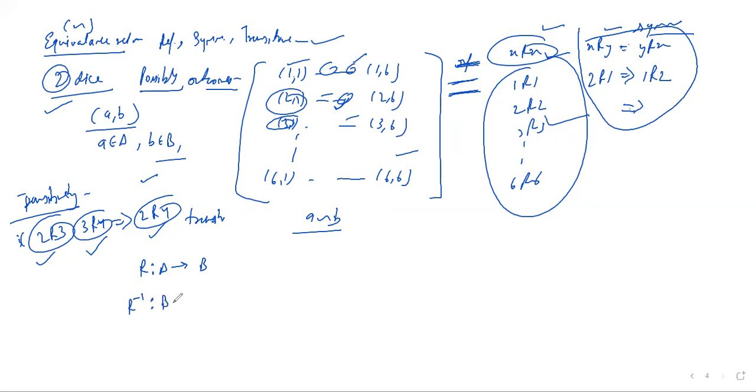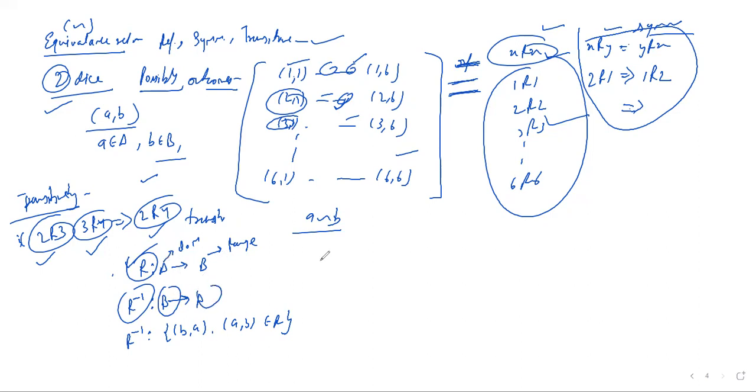R inverse is a relation from set B to set A. Then R inverse is the set of pairs (B, A), where (A, B) belongs to R. Now the point to note here is this: this is the domain and this is the range in the relation R. When I'm talking about the relation R inverse, the domain becomes the range and the range becomes the domain.